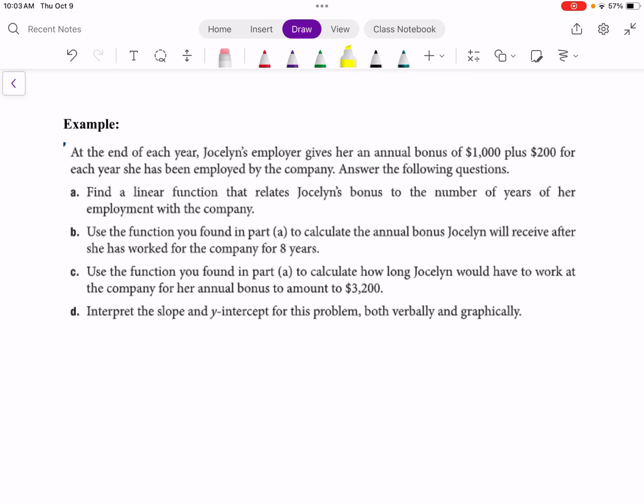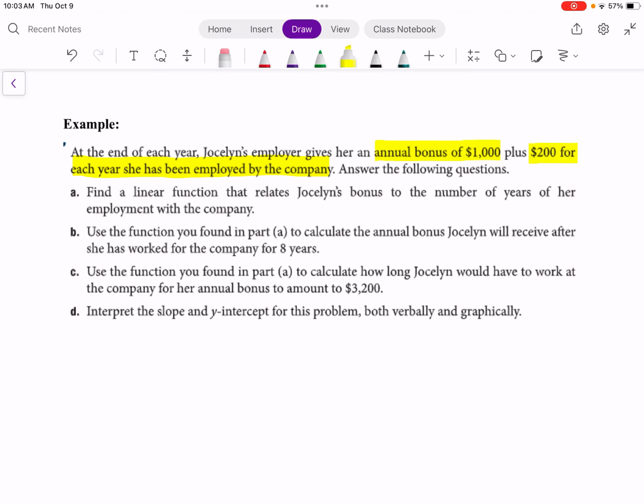At the end of each year, Jocelyn's employer gives her an annual bonus of $1,000. So she receives an annual bonus of $1,000 plus $200 for each year she has been employed by the company. At the end of the year, she receives an annual bonus of $1,000 plus $200 for each year she has been employed by the company.